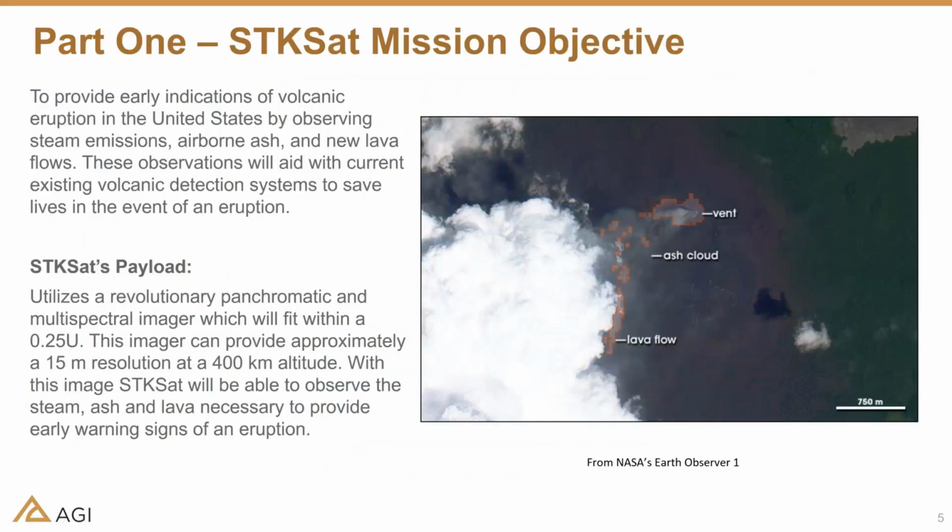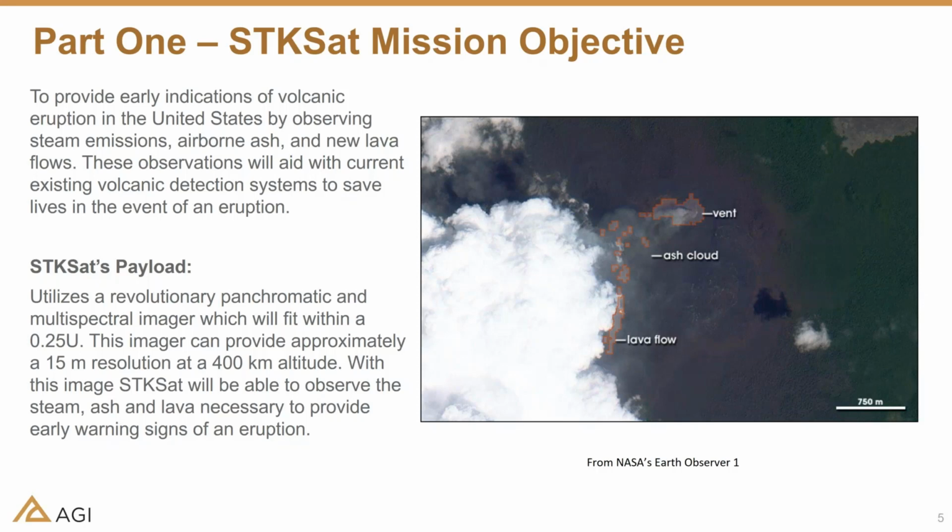And our mission is to provide early indications of volcanic eruptions in the United States by observing steam emissions, airborne ash, and new lava flows. These observations will aid the current existing volcanic detection systems to save lives in the event of an eruption.